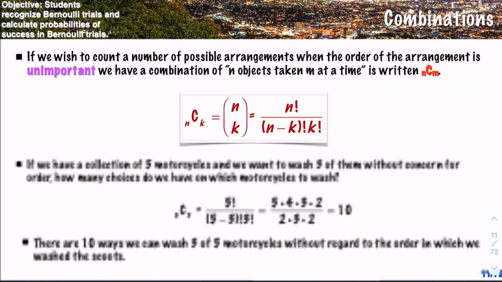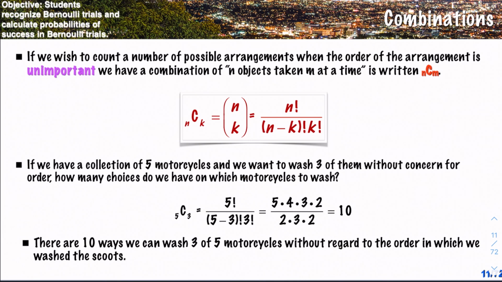We utilize this to come up with the formula for combinations, when we are counting and arranging things, and order does not matter. If we wish to count the number of possible arrangements when order is unimportant, we have this idea of combinations, which we've seen as nCr or n choose r. Or I've also told you that it's n and k, and we get our formula.